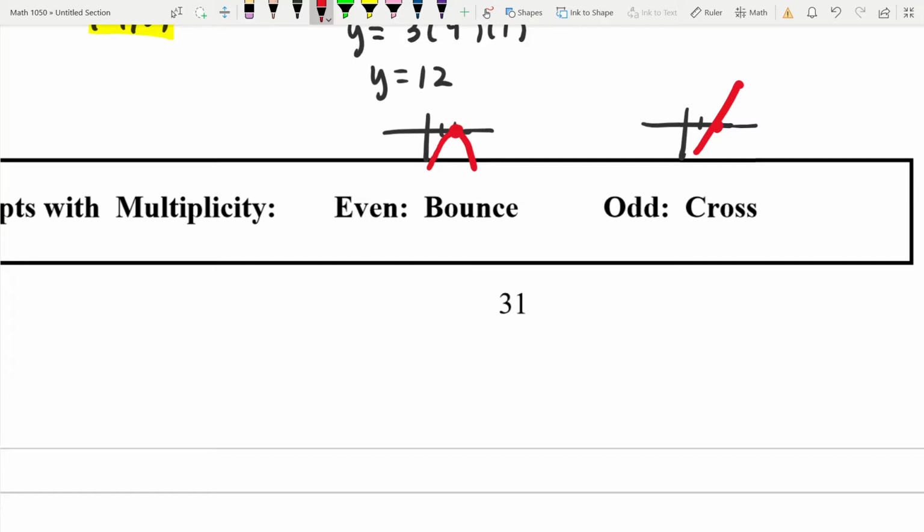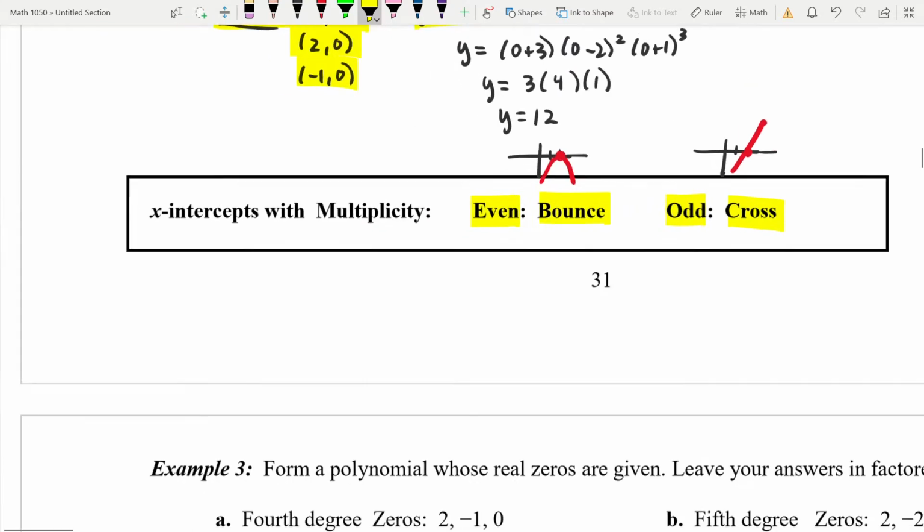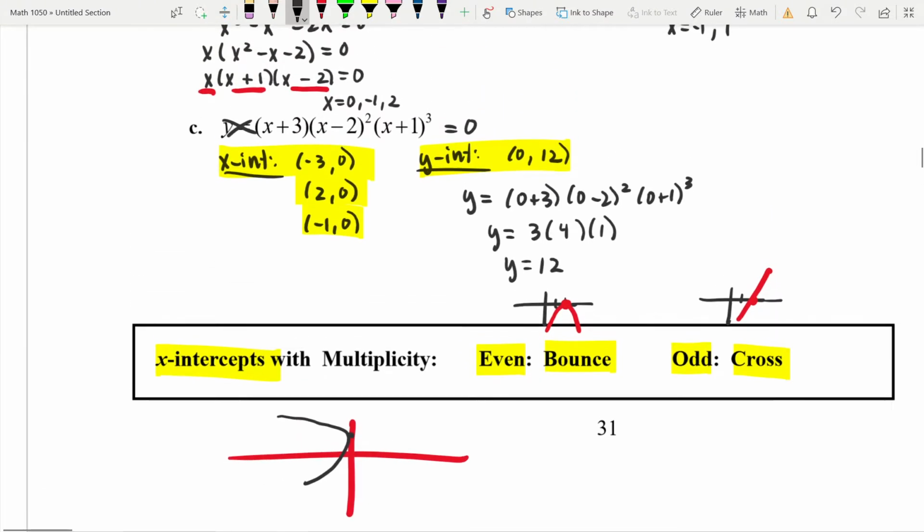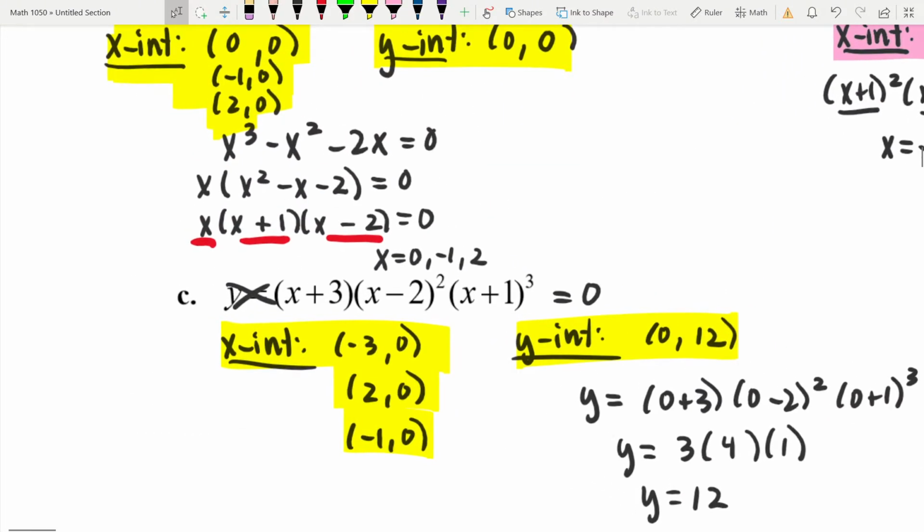If the exponent is even, it bounces. If the exponent is odd, it crosses. This is on x-intercepts only. Guys, look. Would a y-intercept ever do this? I'm drawing my graph, I come over, I hit the y-intercept, and I bounce. Would it do that? No, it's not a function anymore. Good.